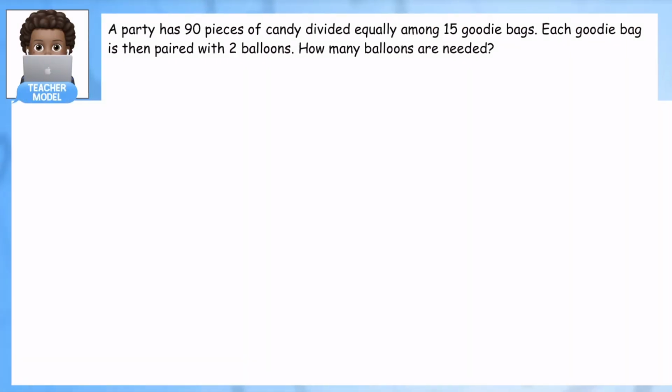Now it's your turn. You're going to hit pause and read this problem for yourselves. And then you're going to try and answer the question, how many balloons are needed? Think of it like a story and add visuals that might really help as well. Then play the video so I'll show you the solution and a possible way to answer it.